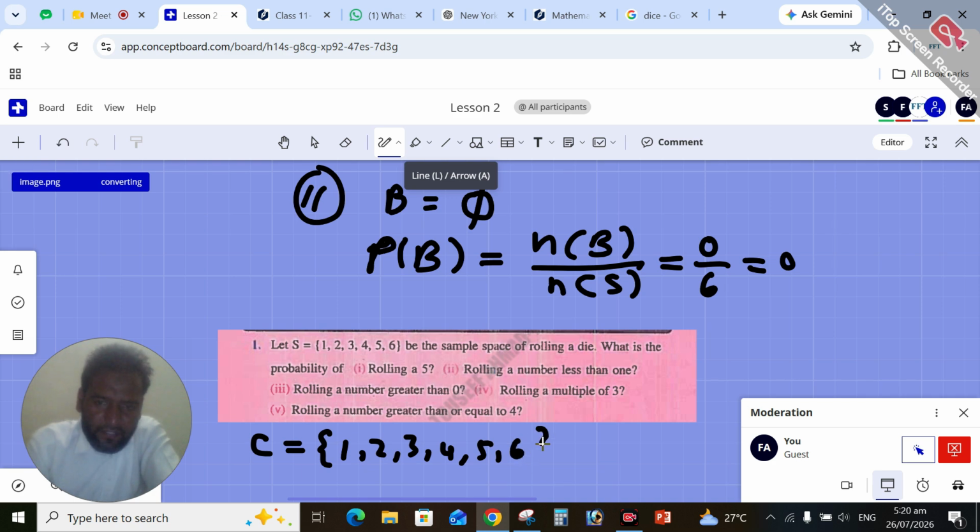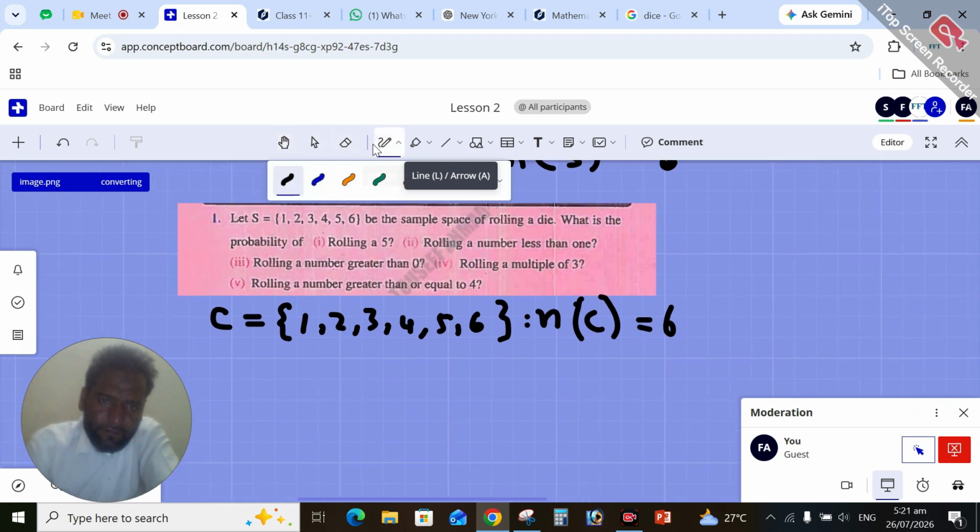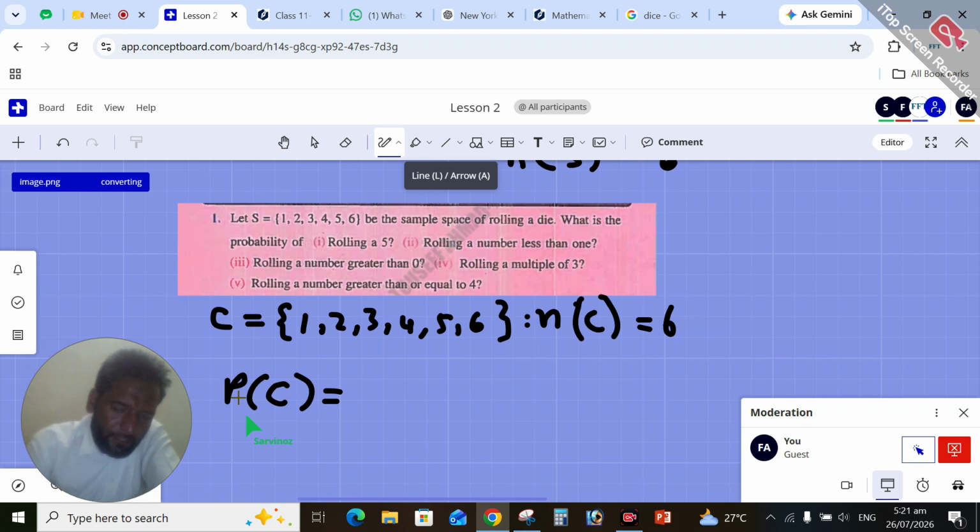Let me write down that the number of C is equal to how many numbers? 6 numbers. Very good. So the number of C is equal to 6. So what would be the probability of C? 6 over 6. The formula of this probability is the probability of C equal to the number of C divided by the number of S.